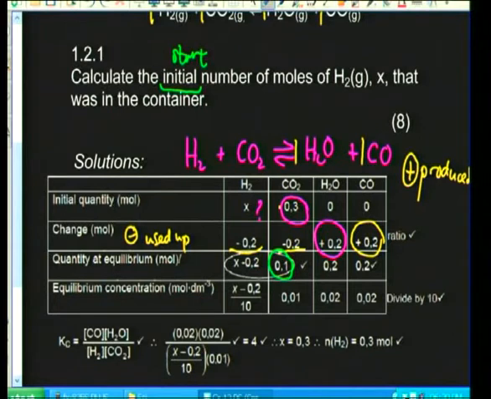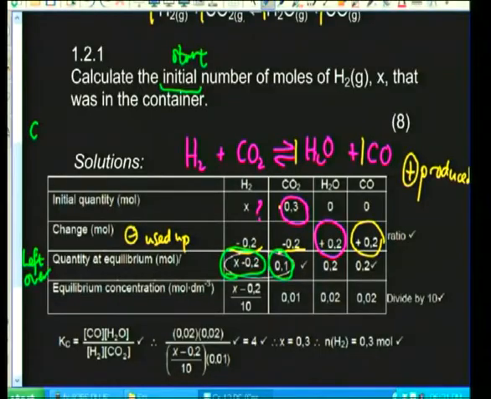What about the hydrogen? Well, I don't know what that original value was. I'm trying to work it out. So let's write x minus the 0.2 that I know must have been used up in terms of my 1:1 ratio, my mole ratio. So this is my quantity at equilibrium, and I'm going to write there left over, if you will let me. The equilibrium concentration. Now this concentration is going to be critically important, because remember we got given information about the Kc value, and that Kc value is going to come into play in a moment.